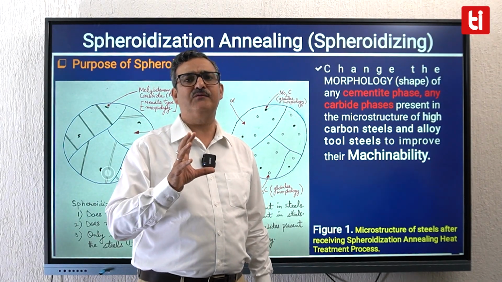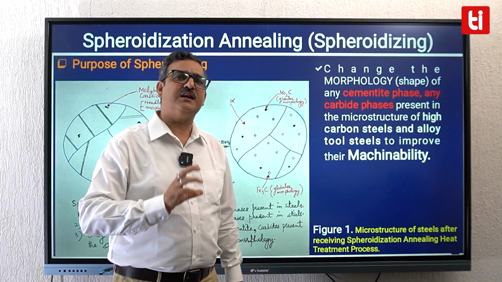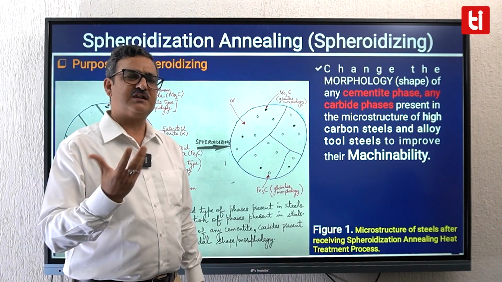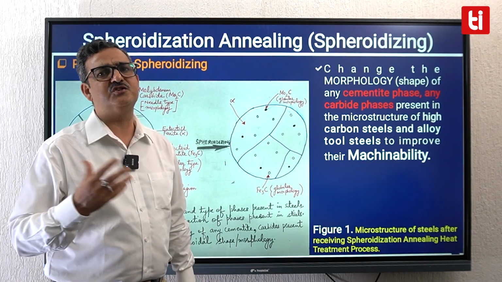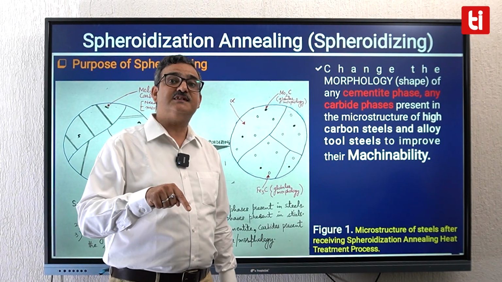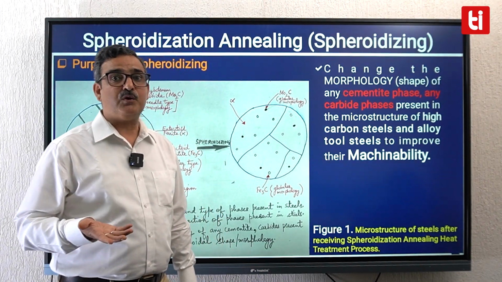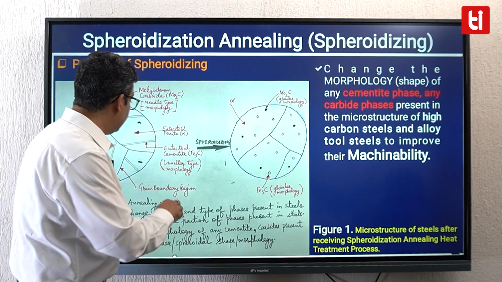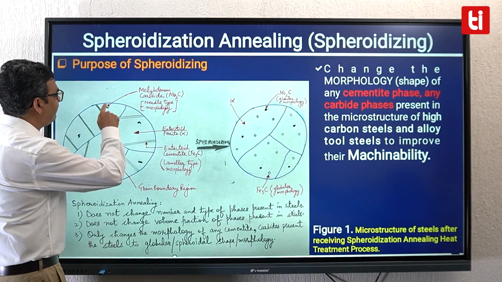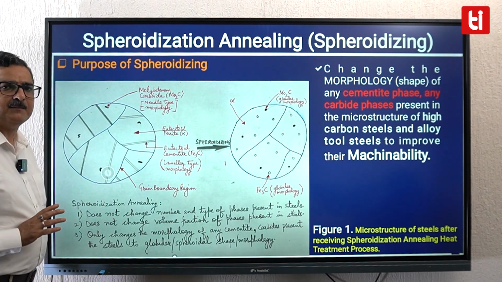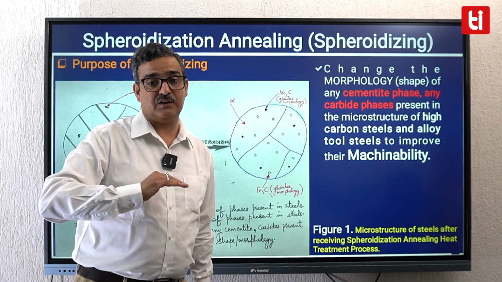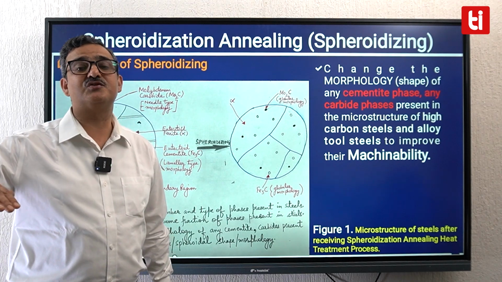The forces required would be large, the surface finish achieved would be low, and you'll say, sir, machinability of a high carbon steel is not good. In fact, what is the reason? The microstructure is not conducive for good machining. What is the problem with the microstructure? This lamellar cementite or any other form of carbides present are creating trouble for the cutting tool to move, for the dislocations to move.